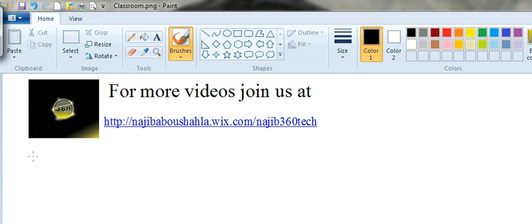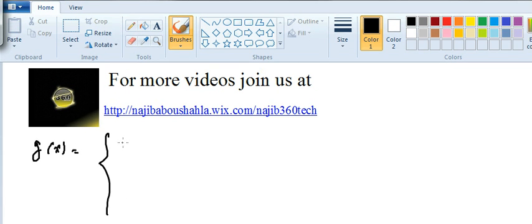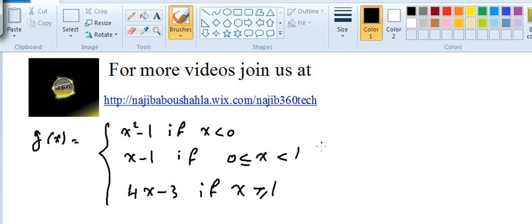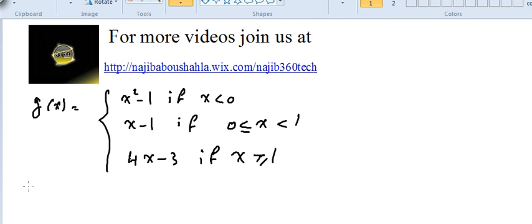Consider the following function g defined by g of x equals x squared minus 1 if x is less than 0, x minus 1 if x is between 0, greater than or equal to 0 and less than 1, and 4x minus 3 if x is greater than or equal to 1. First, as you can see, it's defined for whatever x belongs to R. For negative numbers we have one function, from 0 up to less than 1 another function, and at 1 and more another function is defined.